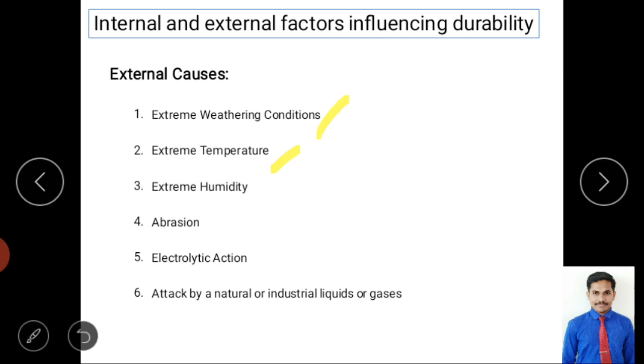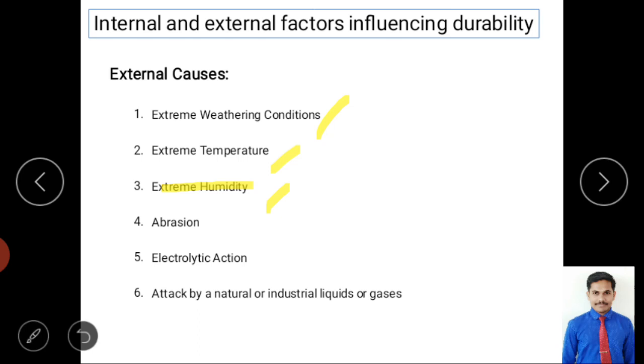So next is extreme humidity. Even humidity is very important. We already studied how humidity is affecting the strength of the concrete, how humidity is affecting the creeps, right? So what do you mean by humidity? When you have a moderate humidity or constant humidity, strength will be more. If you have less humidity, then it causes some plastic shrinkage. So due to the plastic shrinkage, definitely it reduces the durability.